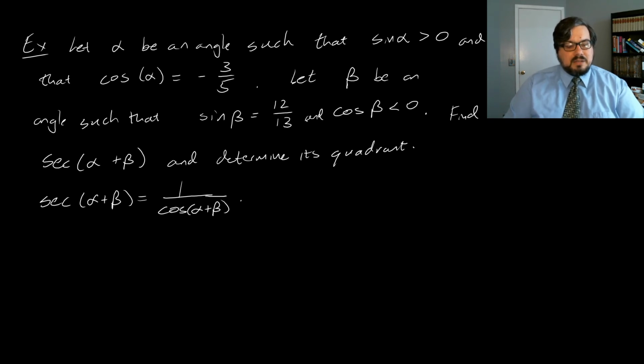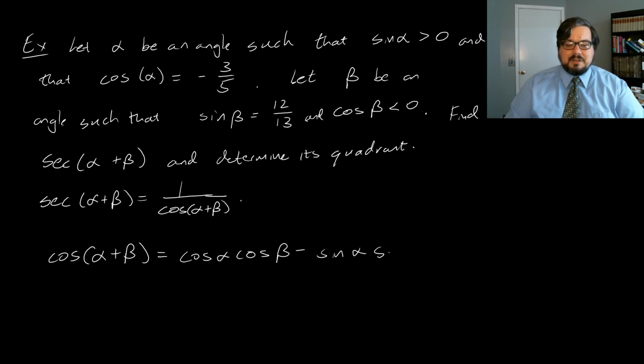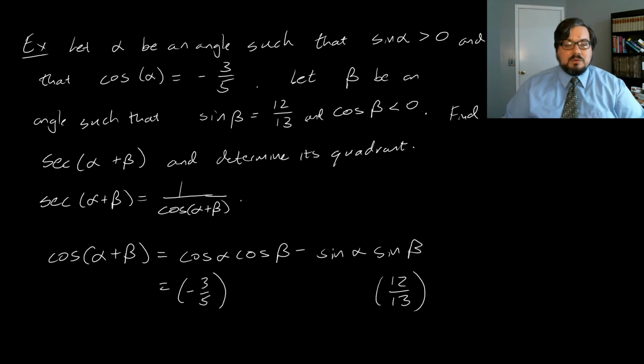So we know that cosine of alpha plus beta is equal to cosine of alpha times cosine of beta minus sine of alpha times sine of beta. Now, we actually already know some of these values. We know that cosine of alpha is negative 3/5. We know that sine of beta is 12/13. What we don't know are cosine of beta and sine of alpha. So those are what we're going to have to figure out. So we can do that over here.